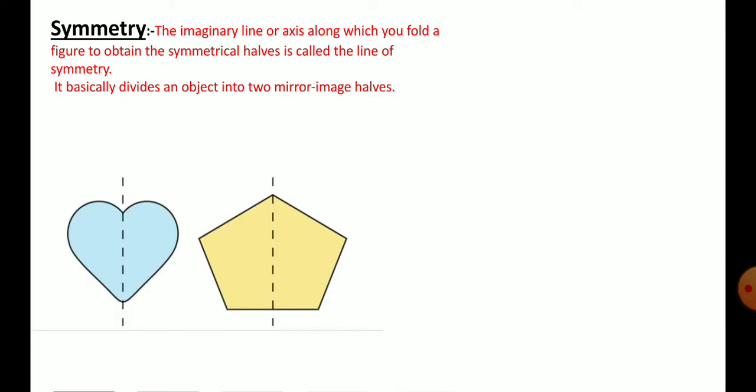Our next topic is symmetry. Now what is symmetry? The imaginary line or axis along which you fold a figure to obtain symmetrical halves is called the line of symmetry. It basically divides an object into two mirror halves.